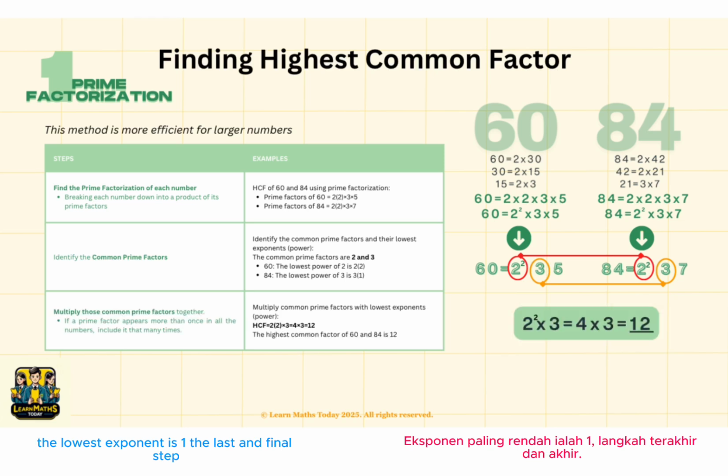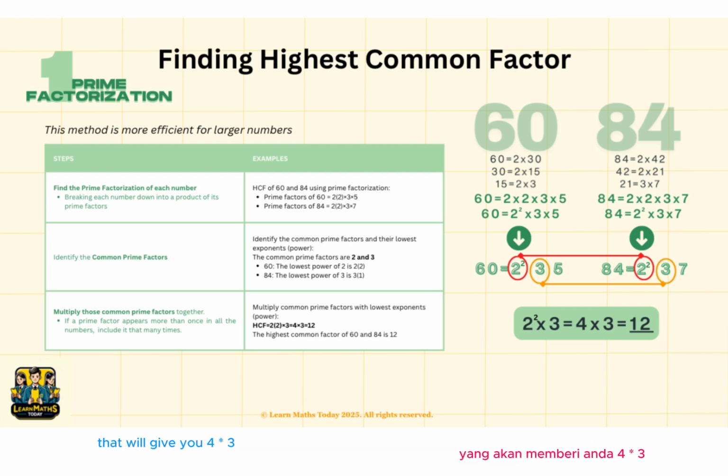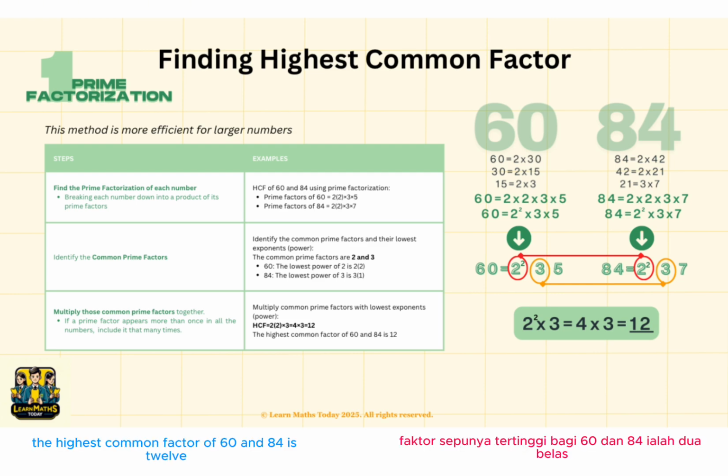The last and final step is to multiply those common prime factors together. If the prime numbers appear more than once in all the numbers, include it as many times. In this example, you will take 2 to the power of 2 times 3. That will give you 4 times 3, which is 12. Therefore, the highest common factor of 60 and 84 is 12.